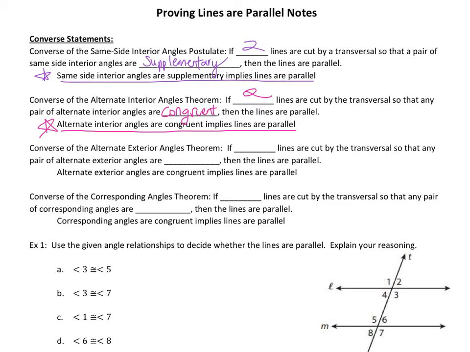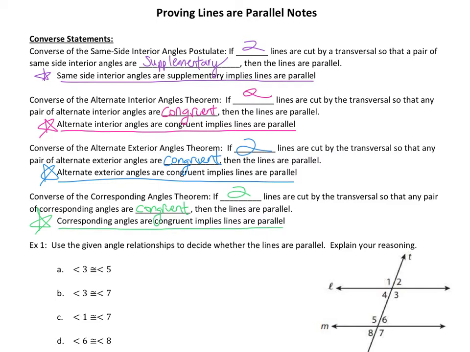Then for the third one, our converse of the alternate exterior angles theorem is if we have two lines cut by the transversal so that any pair of alternate exterior angles are congruent, then the lines are parallel. Our fourth one then is the converse of the corresponding angles theorem, and that is if we have two lines that are cut by the transversal so that any pair of our corresponding angles are congruent, then the lines are parallel to each other. So there are your four different setups.